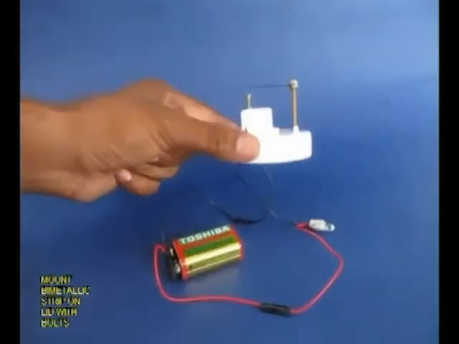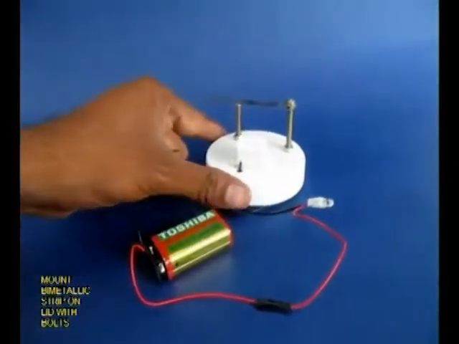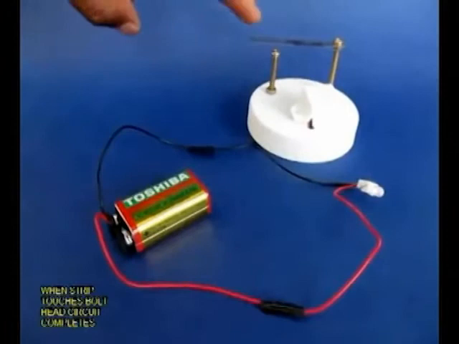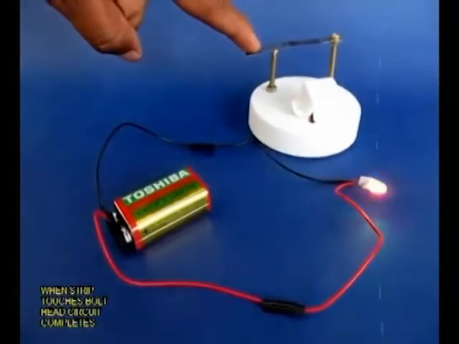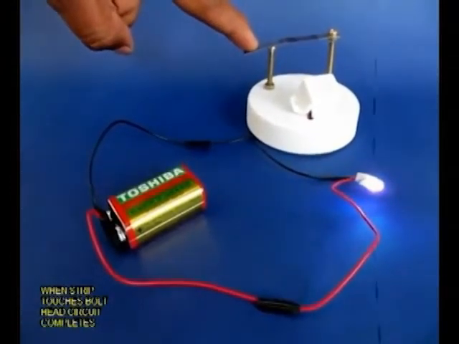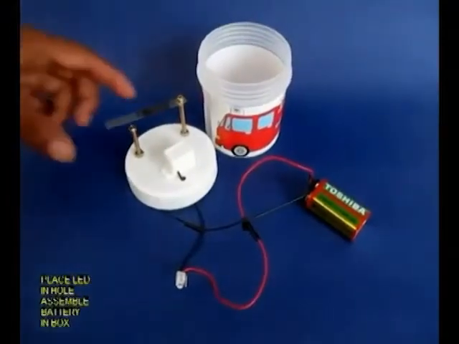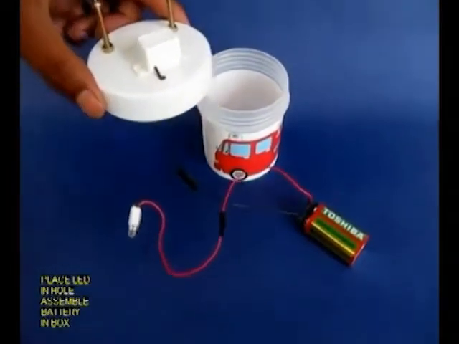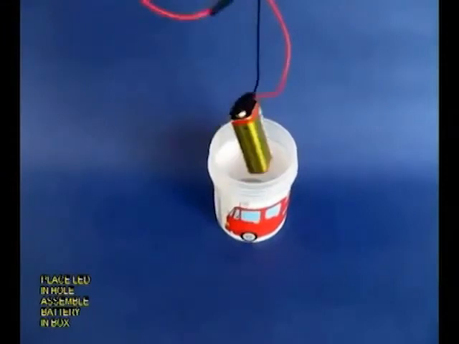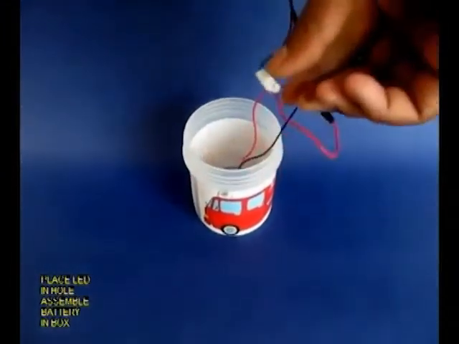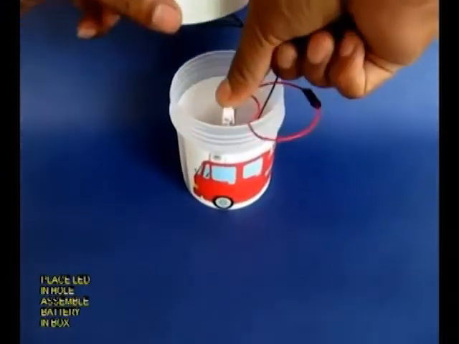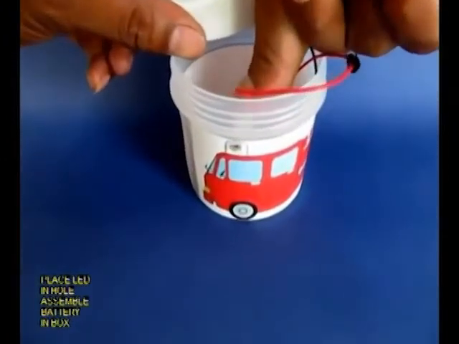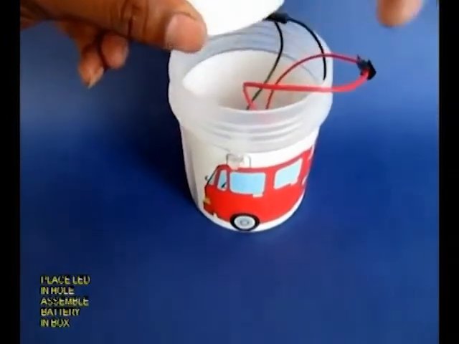Now you mount this on the lid. You can see the bimetallic strip, the battery, the LED, and the alarm on the lid. When the circuit is completed, the LED lights up and the alarm rings, a warning sign. Now, you put the battery inside this plastic box, and the LED goes in a hole in the box, which is the top of a fire tender.